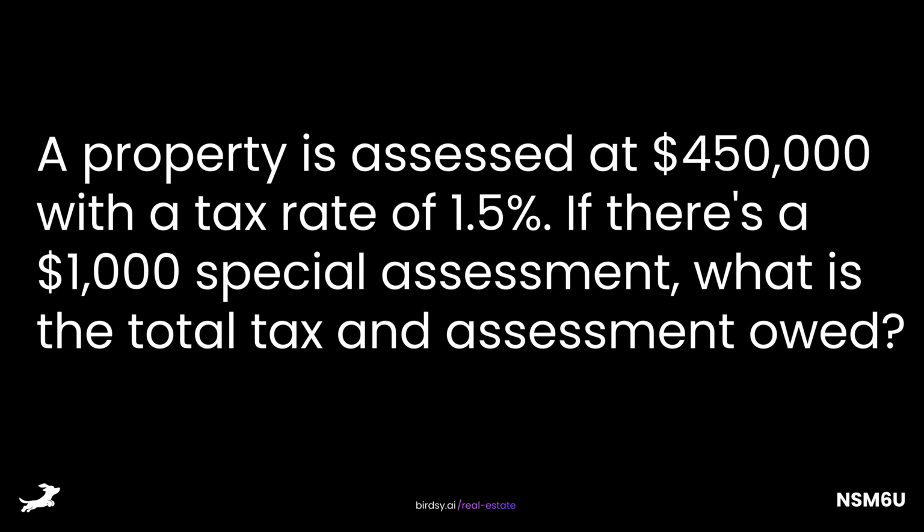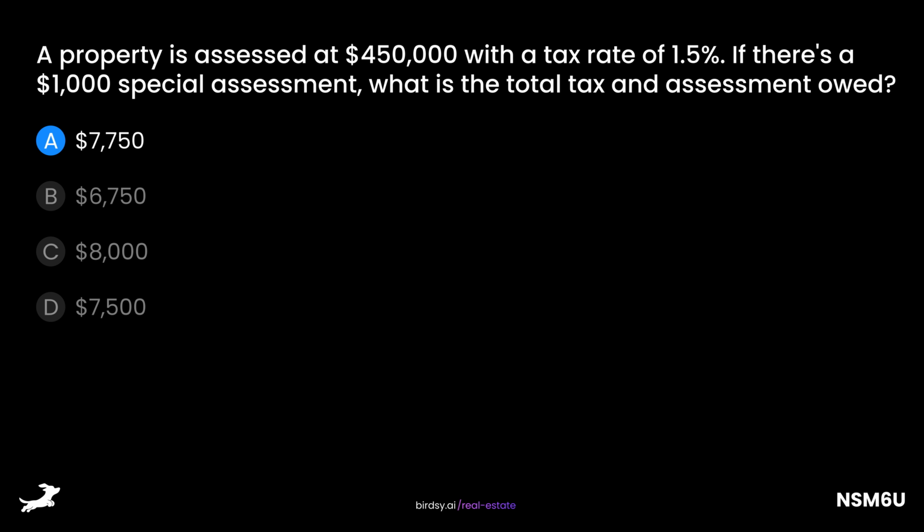A property is assessed at $450,000 with a tax rate of 1.5%. If there's a $1,000 special assessment, what is the total tax and assessment owed? Is it A, $7,750, B, $6,000, C, $8,000, or D, $7,500? The answer is A.